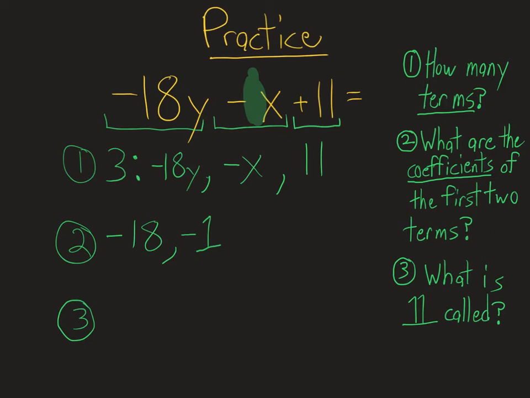All right, number 3. What is 11 called? It starts with a C, constant. Okay? The way I remember that is because when you plug in different values on a variable, it's going to change what that term equals. But plus 11 will never change by itself. It's always going to be plus 11. It stays constant. That's how I remember it.